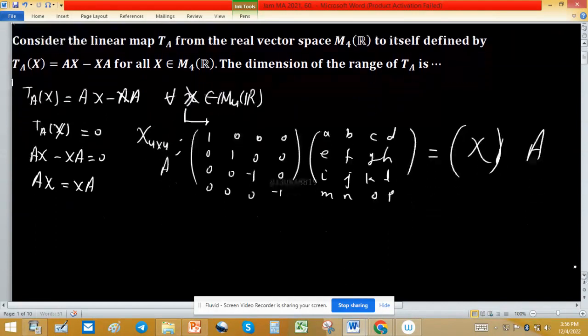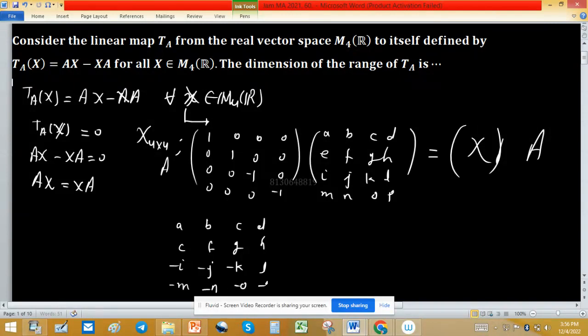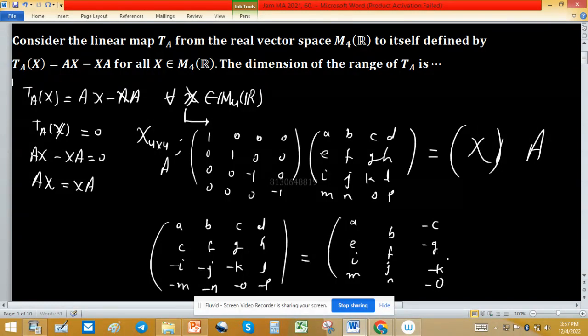So multiply on the left-hand side and the right-hand side. What do we get? On the left-hand side, the first row is a, b, c, d and the second row is e, f, g, h, then -i, -j, -k, -l, and -m, -n, -o, -p. On the right-hand side, the first column is a, e, i, m, the second column is b, f, j, n, and the third column is -c, -g, -k, -o, and the fourth is -d, -h, -l, and -p.